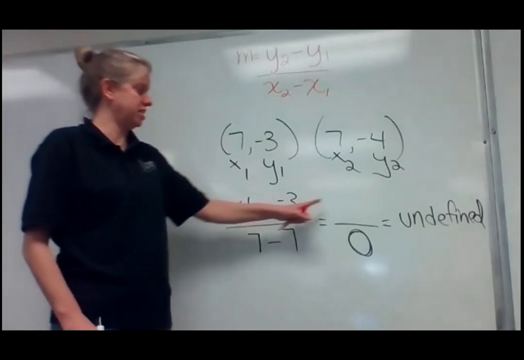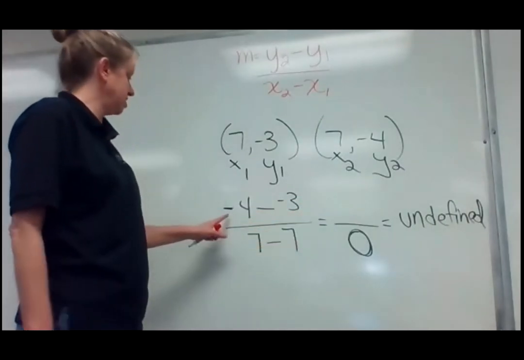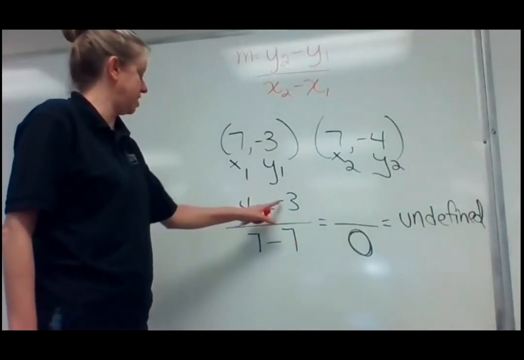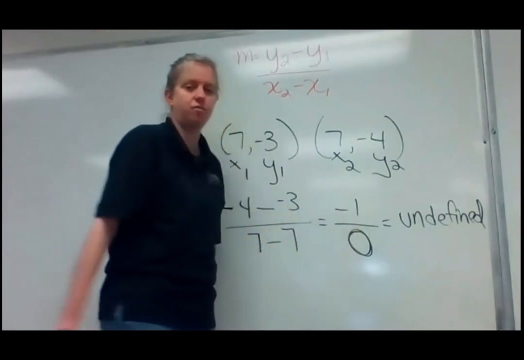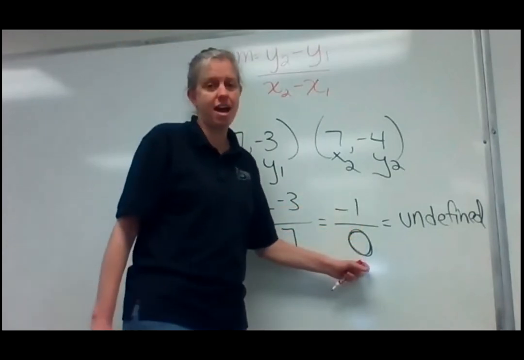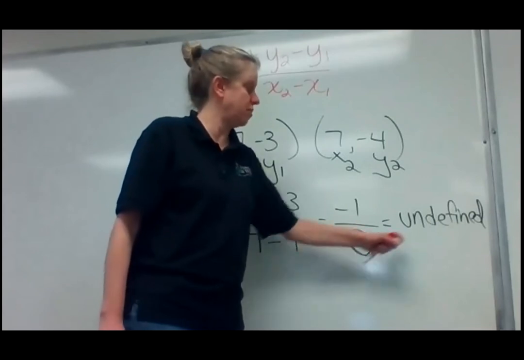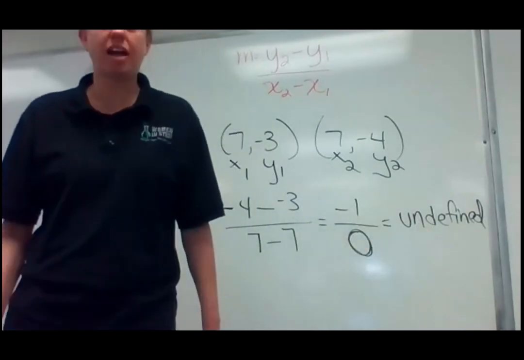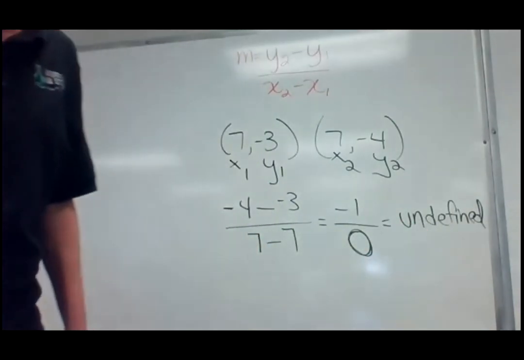It doesn't even matter what's up top. Okay, if I did this in my calculator, -4 minus -3 would give me -1. But again, it doesn't matter because your denominator is 0, which automatically makes that fraction undefined, which means the slope is undefined.